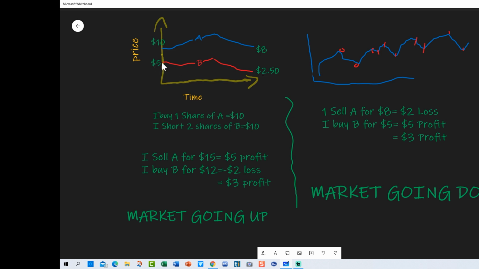So now I had that $10 credit. Remember, we talked about short selling. I used that $10 to buy back two shares that cost me $5. So I buy back B, so I can give the broker his two shares back, for $5. And from that $10, I have a $5 profit. So my $2 loss was hedged by this, giving me a $3 profit during the market going down.